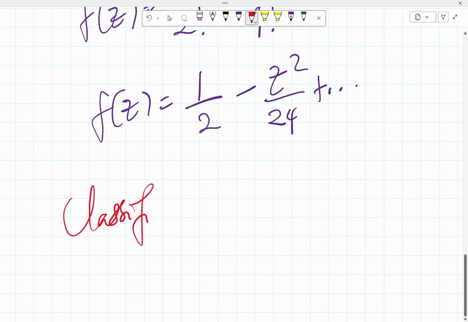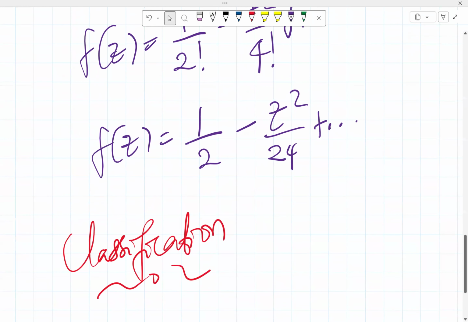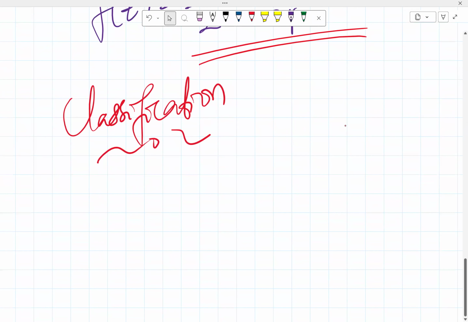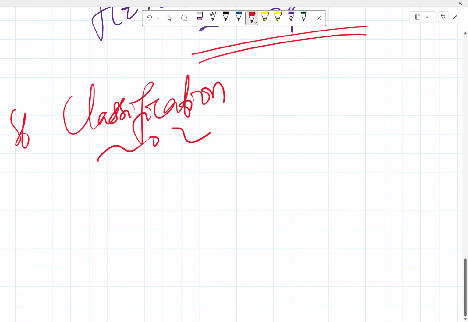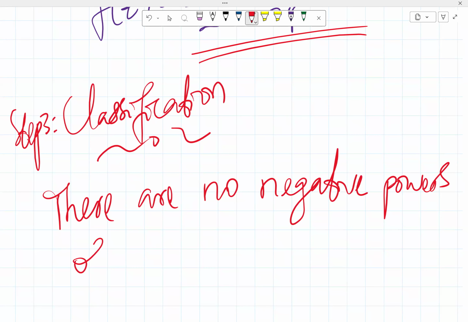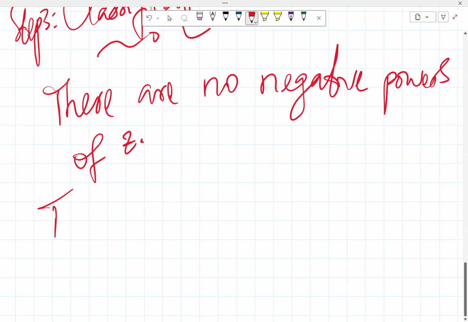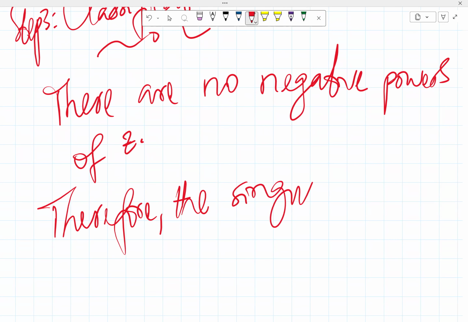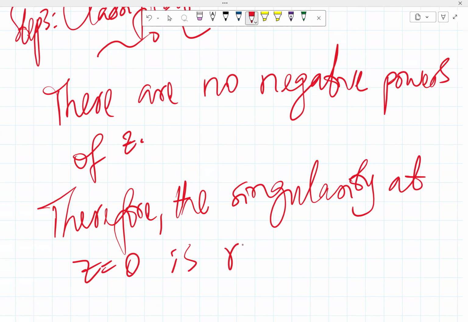So we have classification. For the classification now, there are no negative powers. At the end of the day, we don't have any negative powers here. That's step 3, by the way. Step 3 is classification. So there are no negative powers of z. Therefore, the singularity at z equals 0 is removable. So that's a removable singularity.